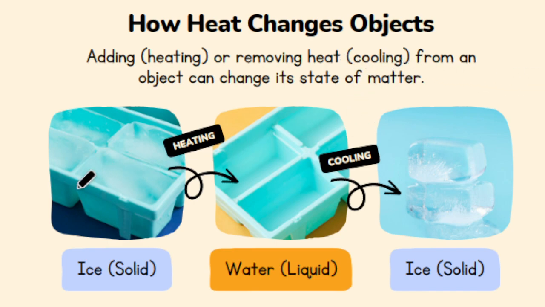When we heat ice, which is in solid form, it converts into water, which is liquid. So ice to liquid is a phase transition. On the other hand, when we remove heat, that process is called cooling, and we get water turning to ice, and this is also called the freezing point. So this phase transition is involved in physical changes.